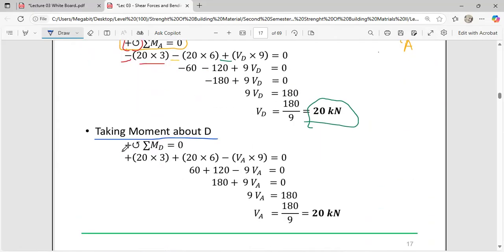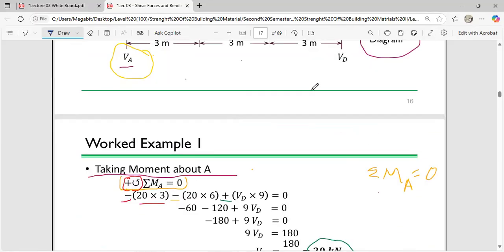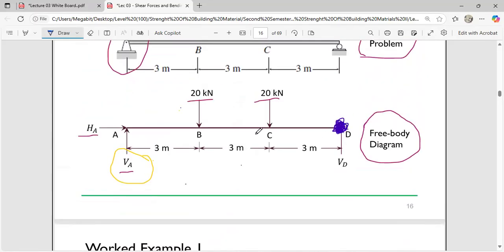You say that we are taking all anti-clockwise moments to be positive, and the sum of all moments at D should always be equal to 0. Anywhere you take moment is always 0, because no distance is covered and force times 0 is 0. So if you are standing at D now, and D is your origin.